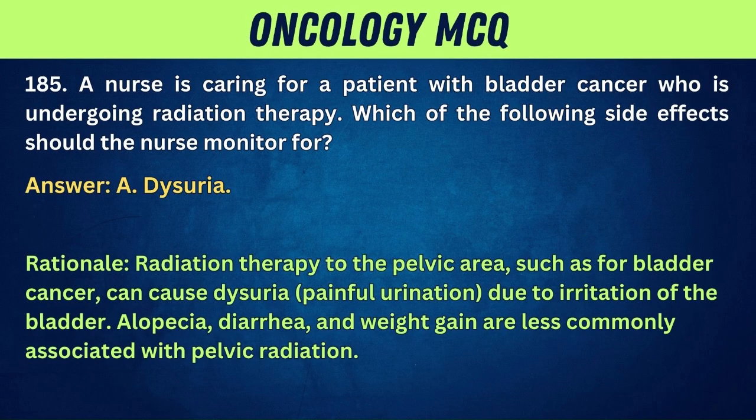A. Dysuria. Rationale. Radiation therapy to the pelvic area, such as for bladder cancer, can cause dysuria, painful urination, due to irritation of the bladder. Alopecia, diarrhea, and weight gain are less commonly associated with pelvic radiation.